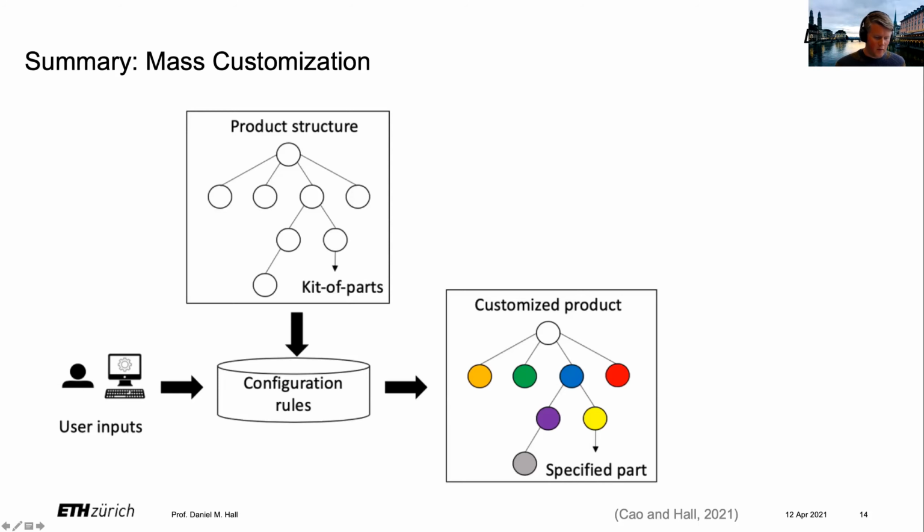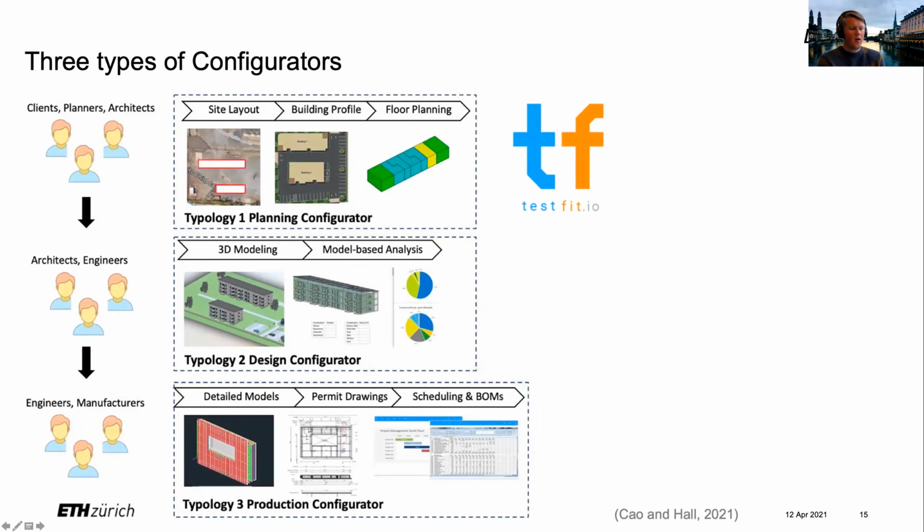And moving forward here, what we see is that there are 3 types of configurators that exist right now. And there's been a lot of recent development of configurators. So it's been an interesting space to watch over the last few years. The first one is a planning configurator. The examples I give here are TestFit, and I'll give another example of Prism. These are really geared towards clients, planners, and architects. And there's a need to configure between the site layout, the building profile, and the floor planning. These can or cannot be specific to industrialized construction, although we're seeing quite a few that have a modular approach embedded within them. Then you have this type 2 configurator, which is more for architects and engineers.